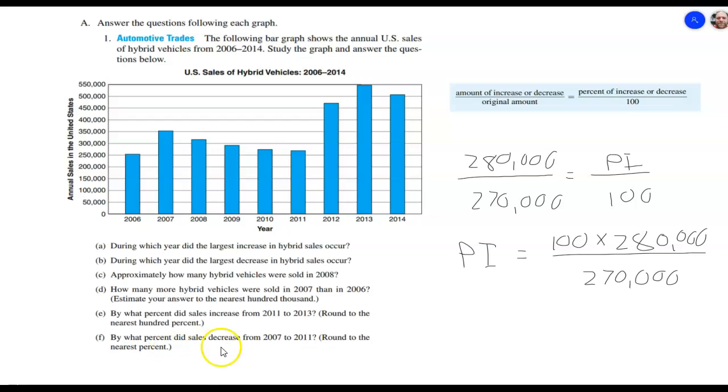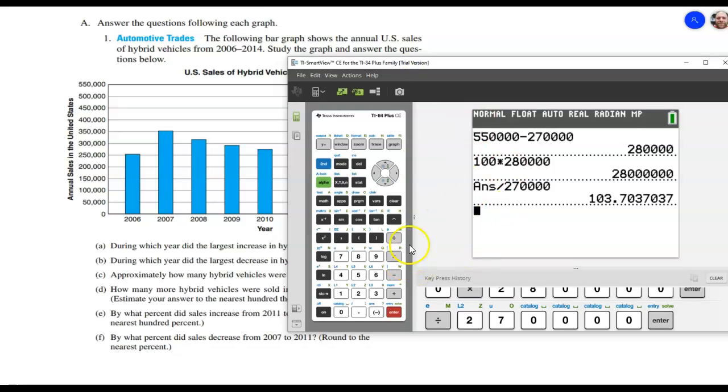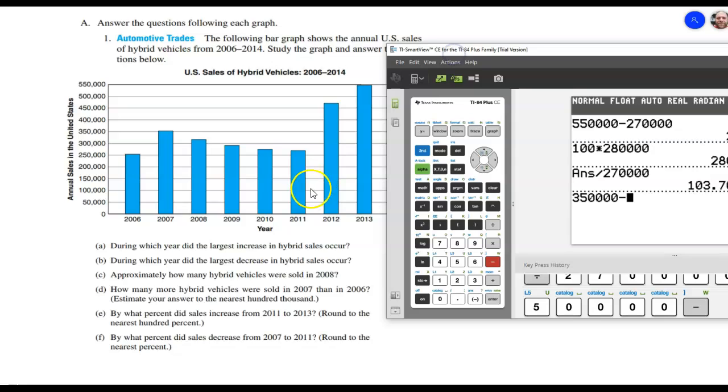And the next one says, by what percent did it decrease from 2007 to 2011? So we're going to do the exact same thing here. In 2007, we had about 350,000. In 2011, we had about 270,000. So you can set that up, but what you're going to get is the 350,000 minus the 270,000.